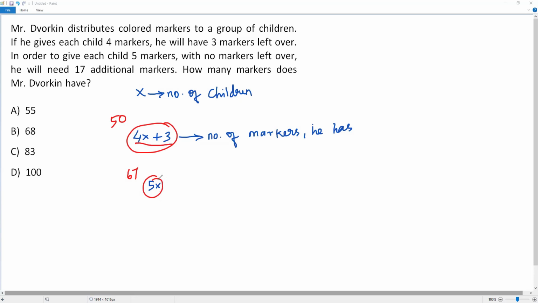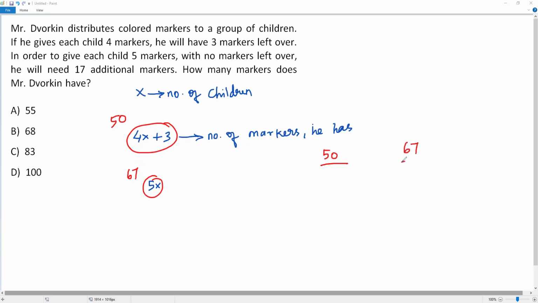Now we have to connect this 4x plus 3 and 5x in an equation and solve for x. Once I get the value of x, I can plug in over here to get the value of this 4x plus 3, which gives the number of markers Mr. Dvorkin has. Okay, how can we connect this 4x plus 3 and 5x? Before that, let's connect the two numbers we have assumed over here. That is 50 and 67.